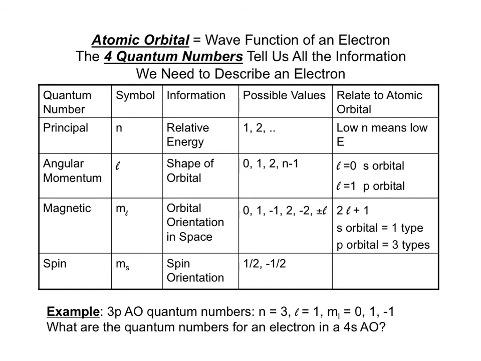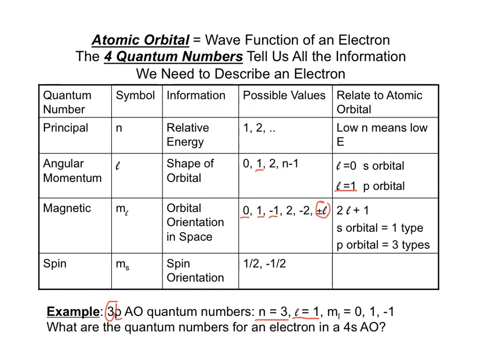In a 3p atomic orbital, the 3 refers to the principal quantum number. For a p orbital, the angular momentum quantum number equals 1. The magnetic quantum number depends on the angular momentum quantum number. So if L equals 1, m sub L can have 3 values: 0, 1, and minus 1. This tells us there are 3 different orientations in space for the p atomic orbitals. You've heard of them before, the px, py, and pz atomic orbitals.